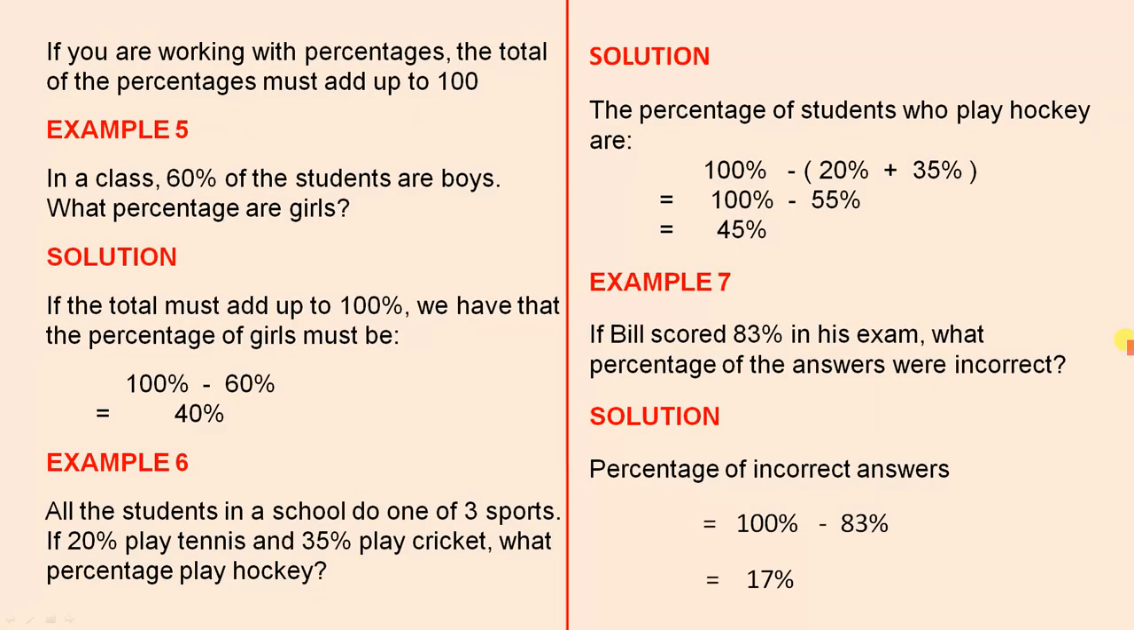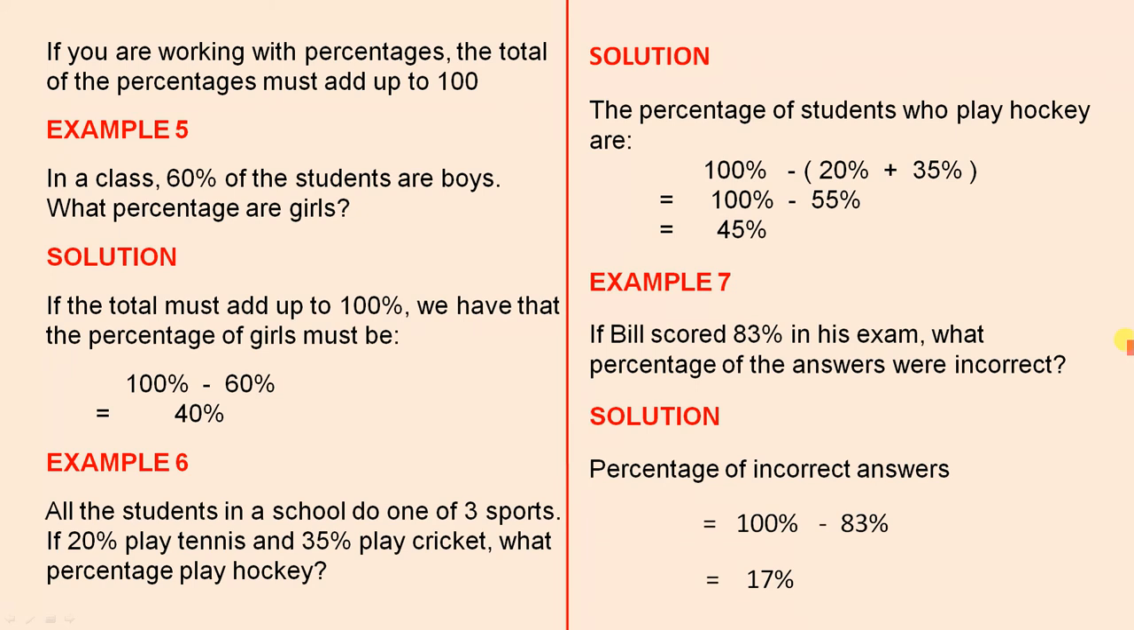If you are working with percentages, the total of the percentages must add up to 100. Example 5. In a class, 60% of the students are boys. What percentage are girls? So the solution, if the total must add up to 100%, we have that the percentage of girls must be 100% minus 60%, which gives us 40%. Because 60% plus 40% gives us our 100%.